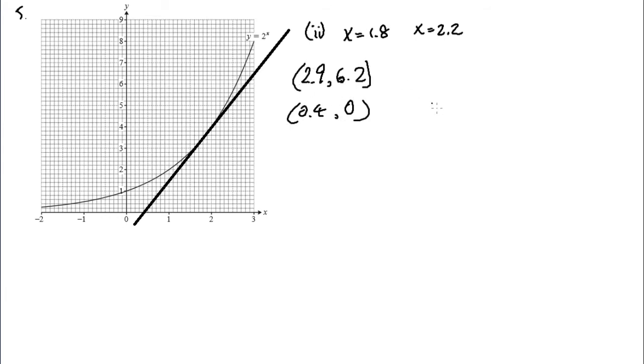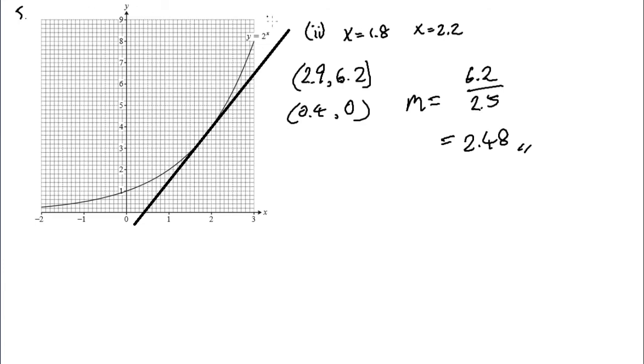Now I find the gradient. So gradient m is equal to the change of y divided by the change of x, dy by dx. So change of y is 6.2, change of x is 2.5. Plug that in the calculator, and that gets me 2.448. The answer is probably 2.5 or something, but I don't care.